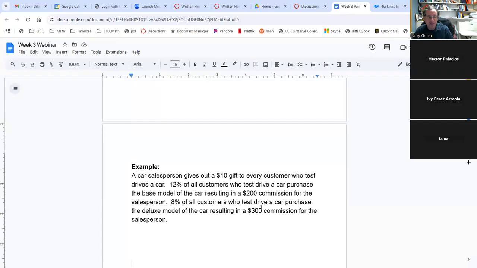8% of all customers who test drive the car purchase the deluxe model of the car, resulting in a $300 commission for the salesperson. Okay? And I'm not sure if you've ever bought a car or sold a car, but that's how it works. They make money when you buy a car. If you don't buy a car, they lose. They lose whatever they gave you or whatever time it took. Any questions on the question?